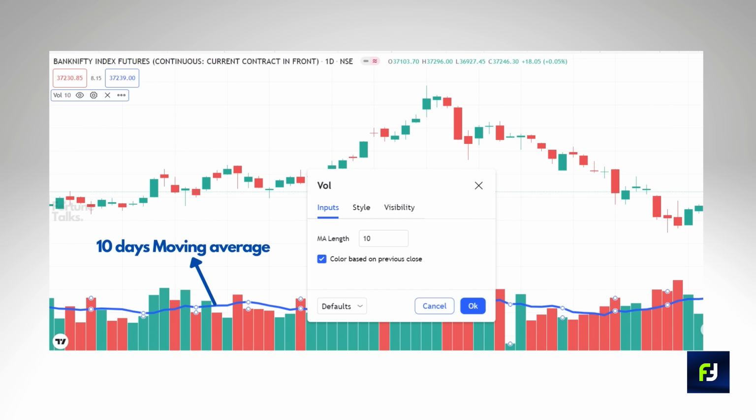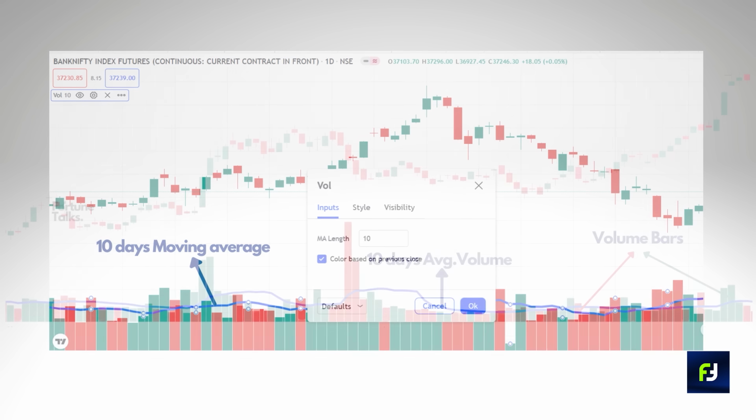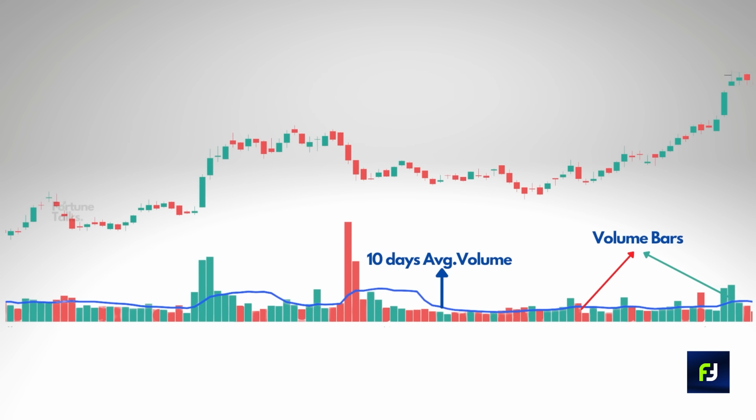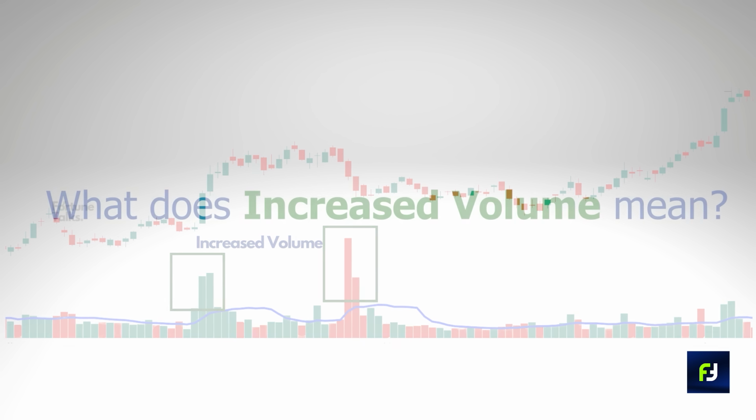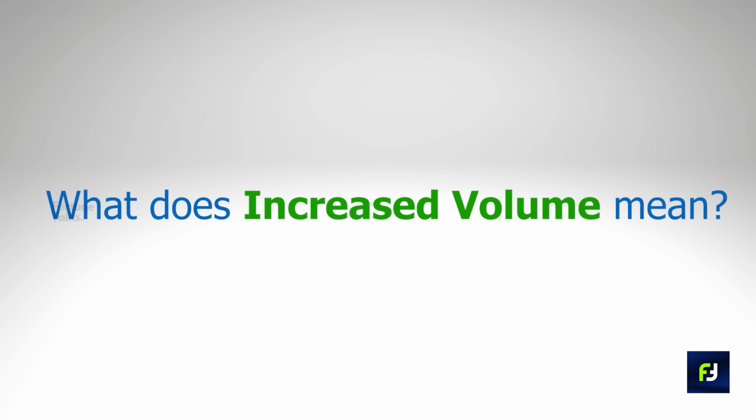So you don't have to calculate it by yourself every time. As you can see in this chart, the volume bars are represented as red and green bars and placed at the bottom of the price chart. The blue line that is overlaid on the volume bars indicates the 10-day average volume. As you notice, all the volume bars that are over and above the 10-day average volume can be considered as increased volume. Now the question is, what does increased volume necessarily mean and why is it important?